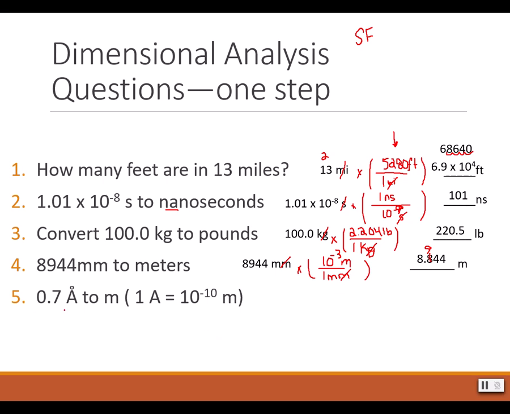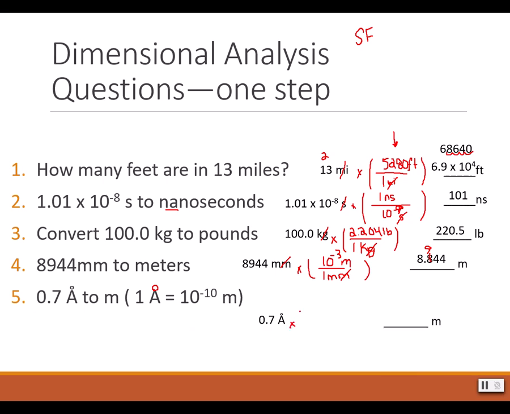Let's do the last one. This is a unit that we'll encounter later in the course, angstrom. It's this A with a funny little symbol on it. It's a German symbol. It's often used when talking about the diameter and radius of atoms and the size of molecules. So I think it's an important unit. It's one you're going to see often. But I will tell you that 1 angstrom is equal to 10 to the negative 10 meters, and I want you to convert that 0.7 angstroms into meters.